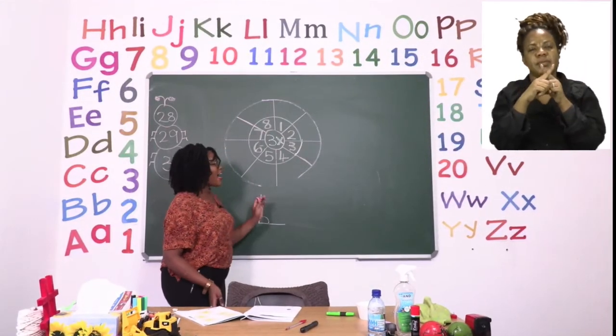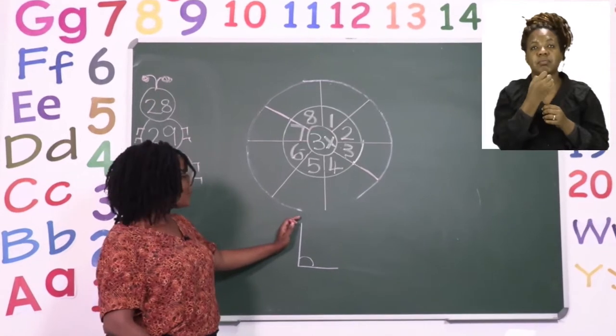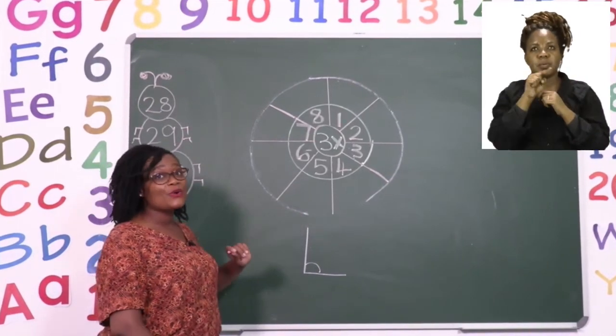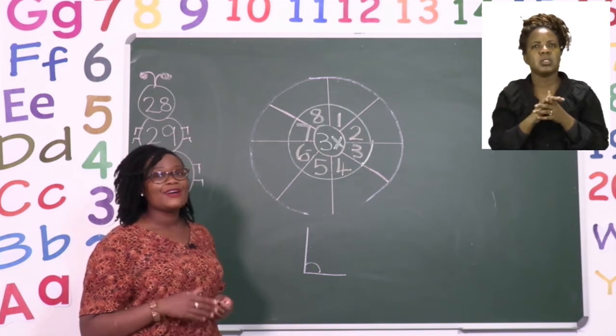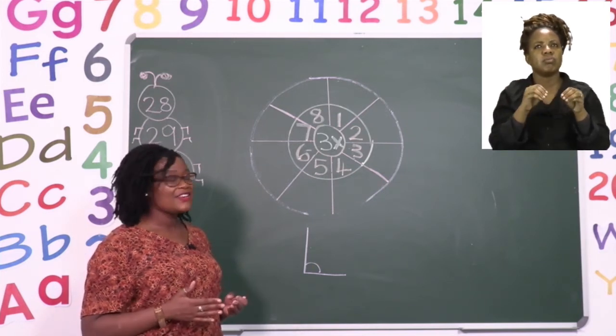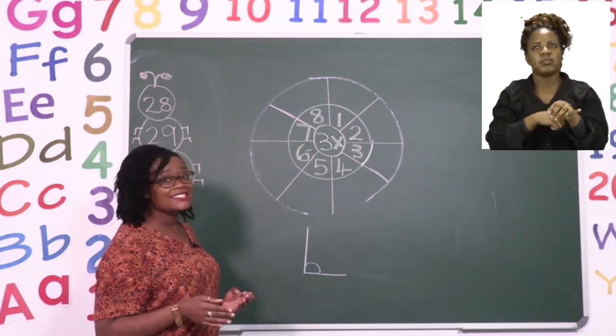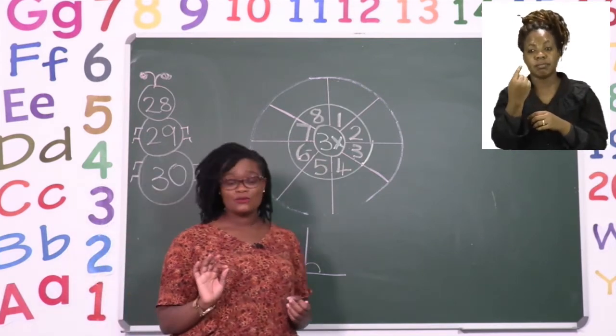On the board, I have a 3 times table circle, but I did not go all the way to 10. That is going to be your job. So I want to teach you how you get your answer. The first thing that we're going to do is we're going to have counters.